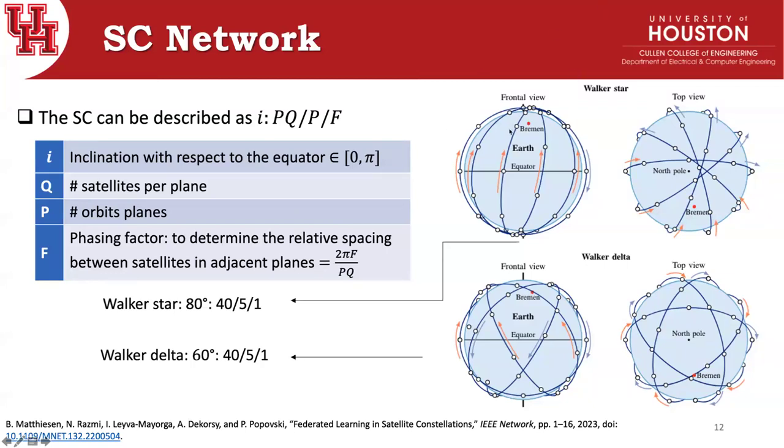And as you can see, I list two common satellite constellations. One is Walker Star, and the other one is Walker Delta. And here is their notation.